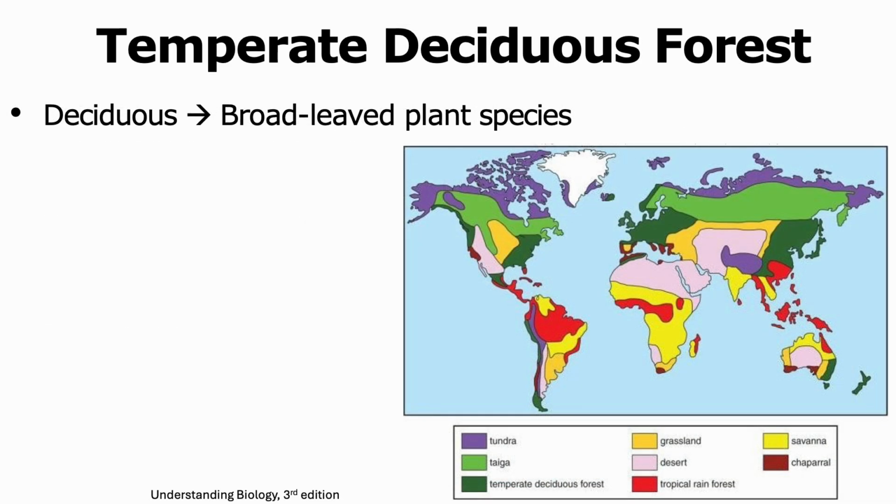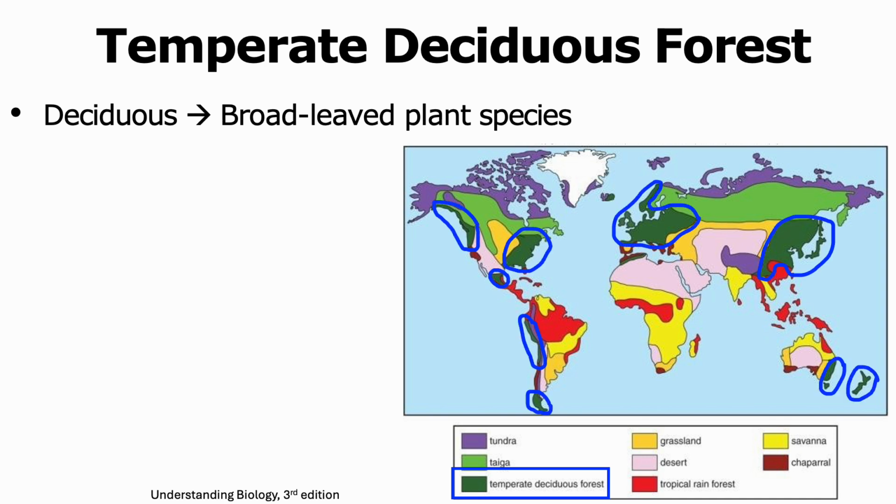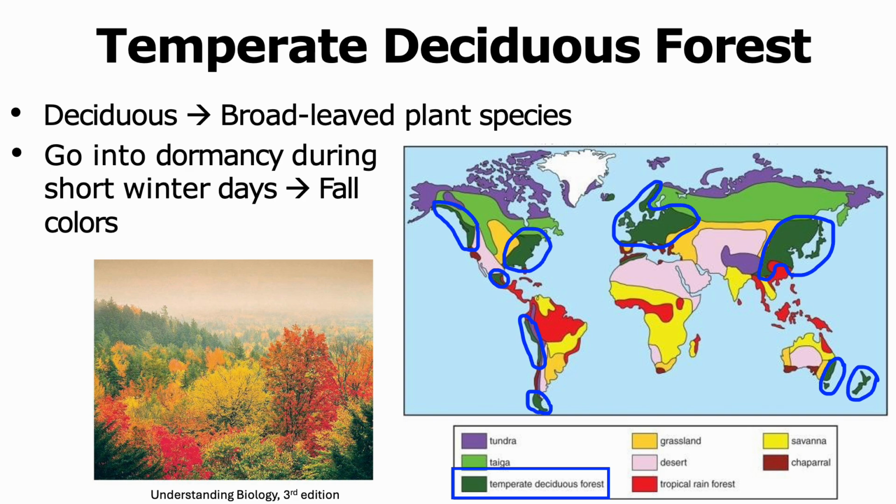The temperate deciduous forest biome is found in many different regions around the world. Deciduous refers to broad-leaved plant species. However, these plants tend to go into dormancy during the winter. In the case of the temperate deciduous forest, the winter has very short days, and hence the trees tend to go into dormancy. Before they go into dormancy, they tend to make certain types of plant pigments in the leaves, and this gives rise to the fall colors.